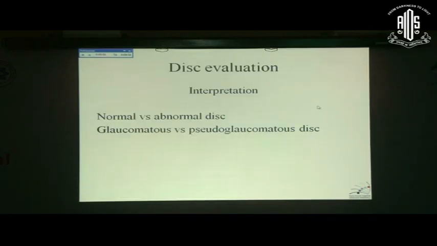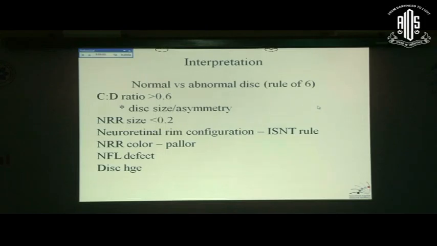Now I need to interpret whether the disc is normal or abnormal, and if it is abnormal, whether it's glaucomatous or pseudoglaucomatous optic disc. Usually follow the rule of 6.